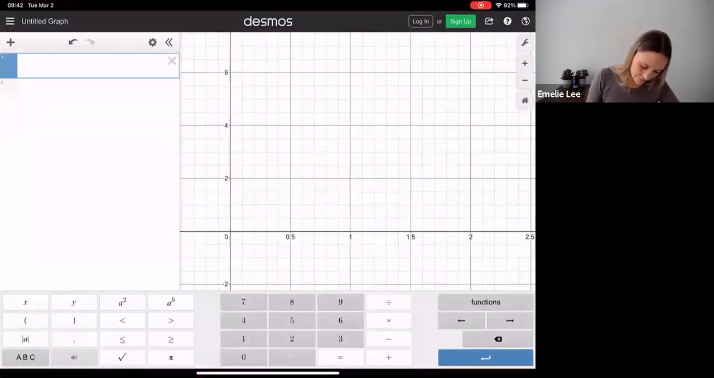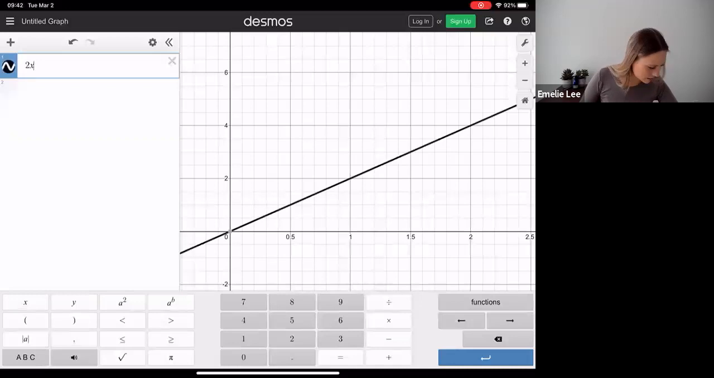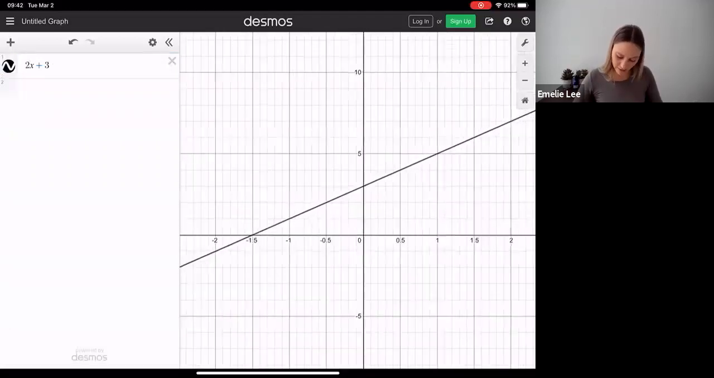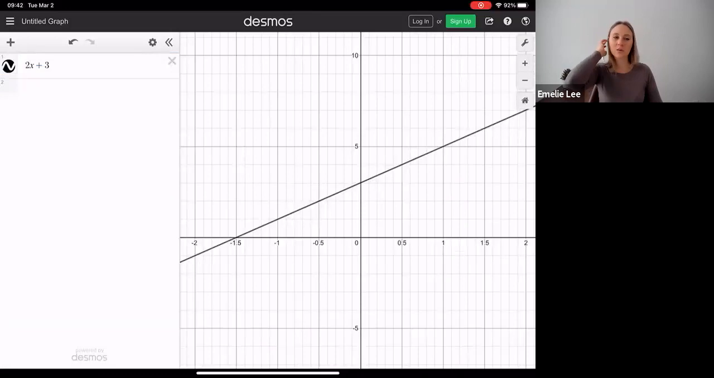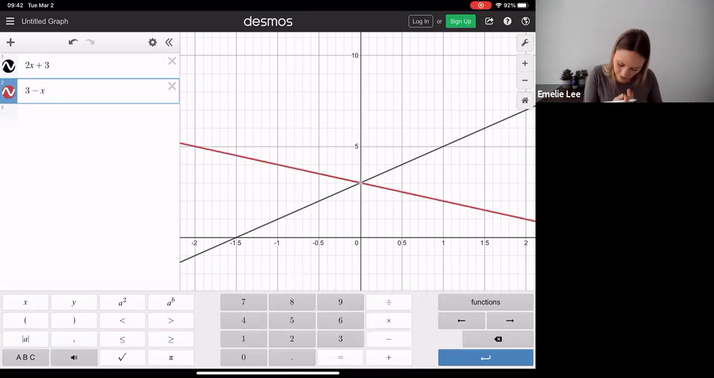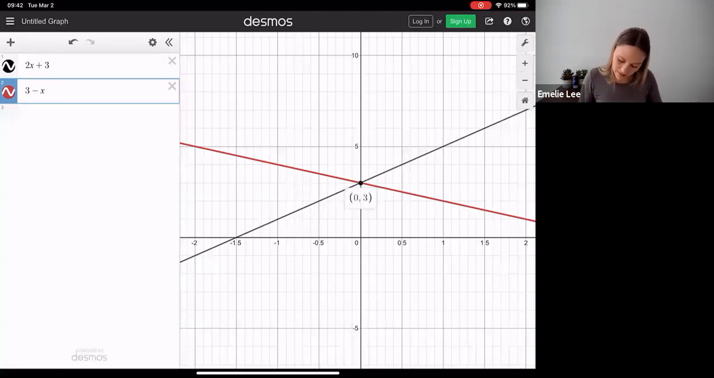So we have 2x plus 3, okay, like we said, it's behaving like I thought it would, right? This positive slope, 2x plus 3. It's just catching up there. And then my second line is going to be 3 minus x. Okay. Again, just like we anticipated, just by looking at those functions, they do have the same y-intercept.